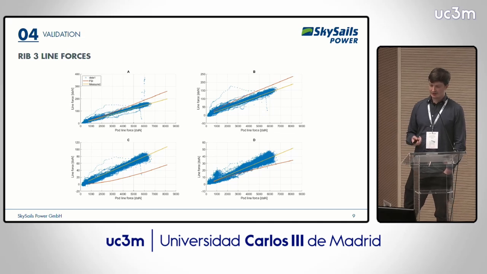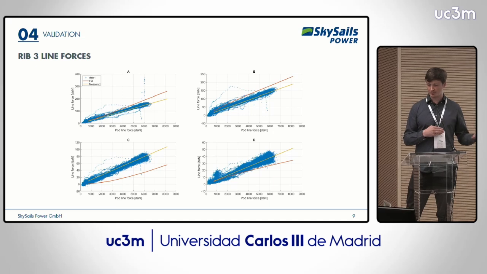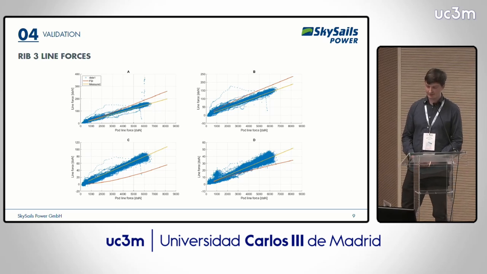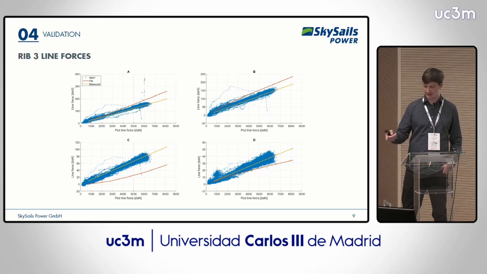You can see clearly that the forces in A and B are overestimated by the simulation, whereas the forces in C and D are underestimated. So the kite is more front-loaded in the simulation than in reality. What I find very interesting about this plot is that the behavior is actually non-linear in the simulation, as you can see, especially for C and D.